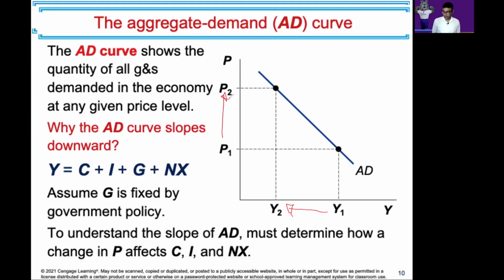Again, as I said, we will use this equation: Y equals C plus I plus G plus NX. We assume G is fixed by government policy. To understand the slope of AD, we must determine how a change in P, the price level, affects C, I, and NX. Try to understand this one, then you'll see how it works.